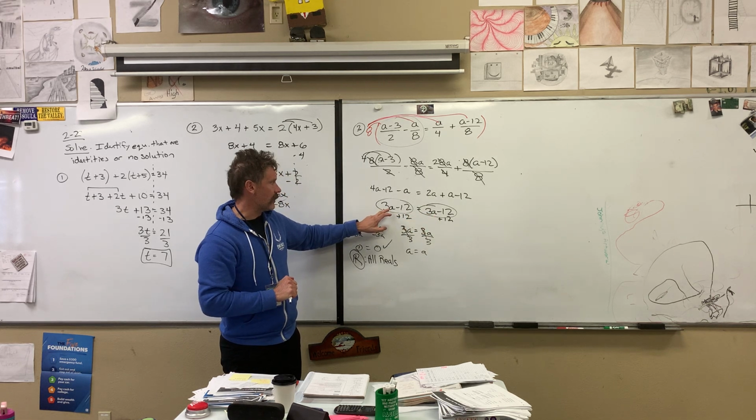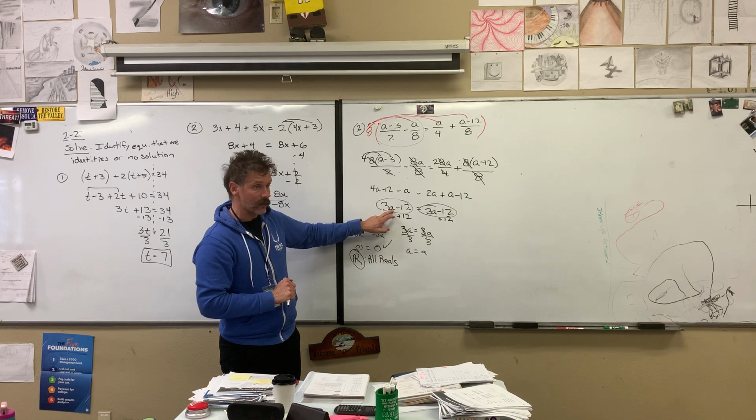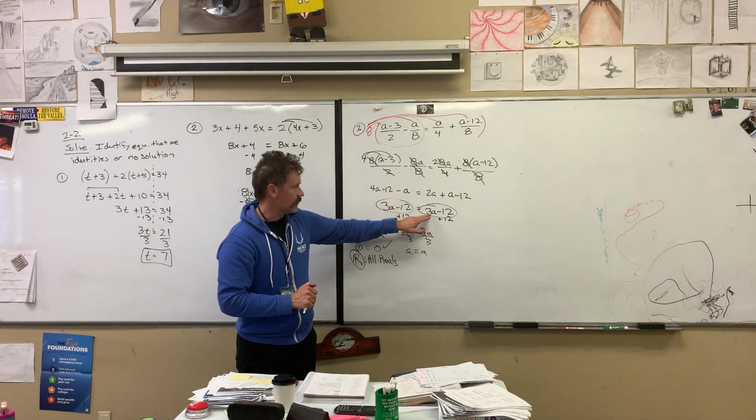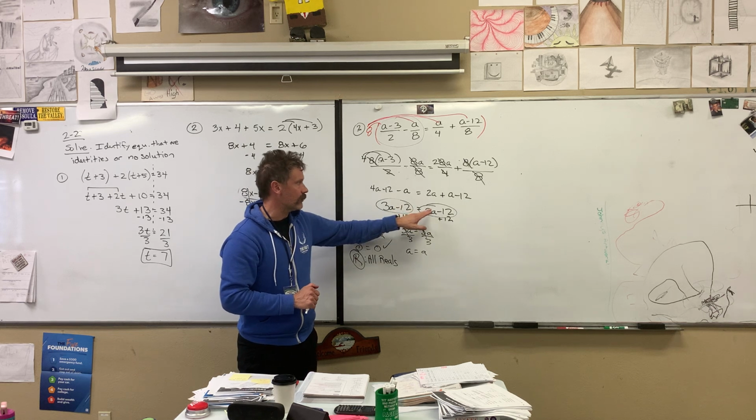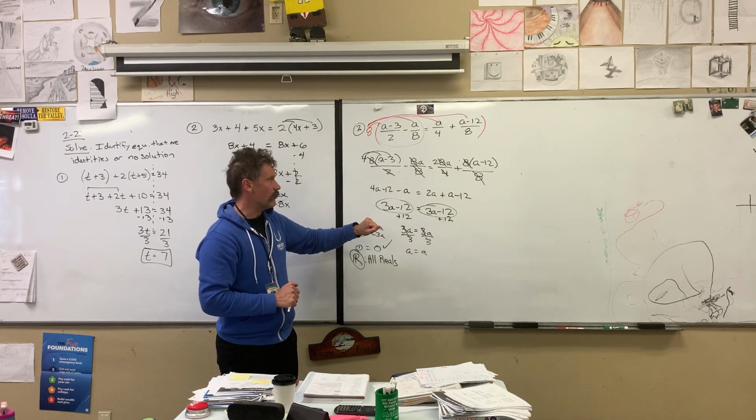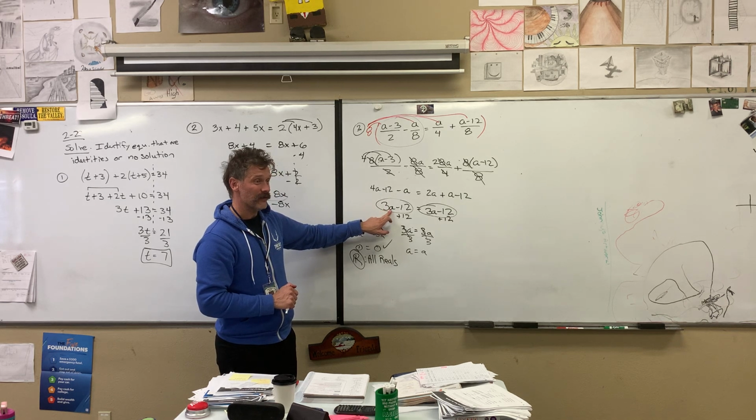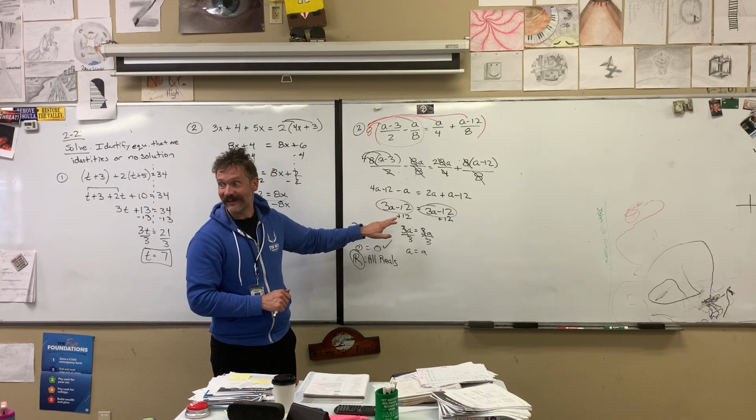Because if you plug in 1, it'll work. If you plug in 0, it'll work. Like plug in 0. 3 times 0 is 0. You get negative 12 equals negative 12. If you plugged in 5, 3 times 5 is 15. 15 minus 12 is 3.